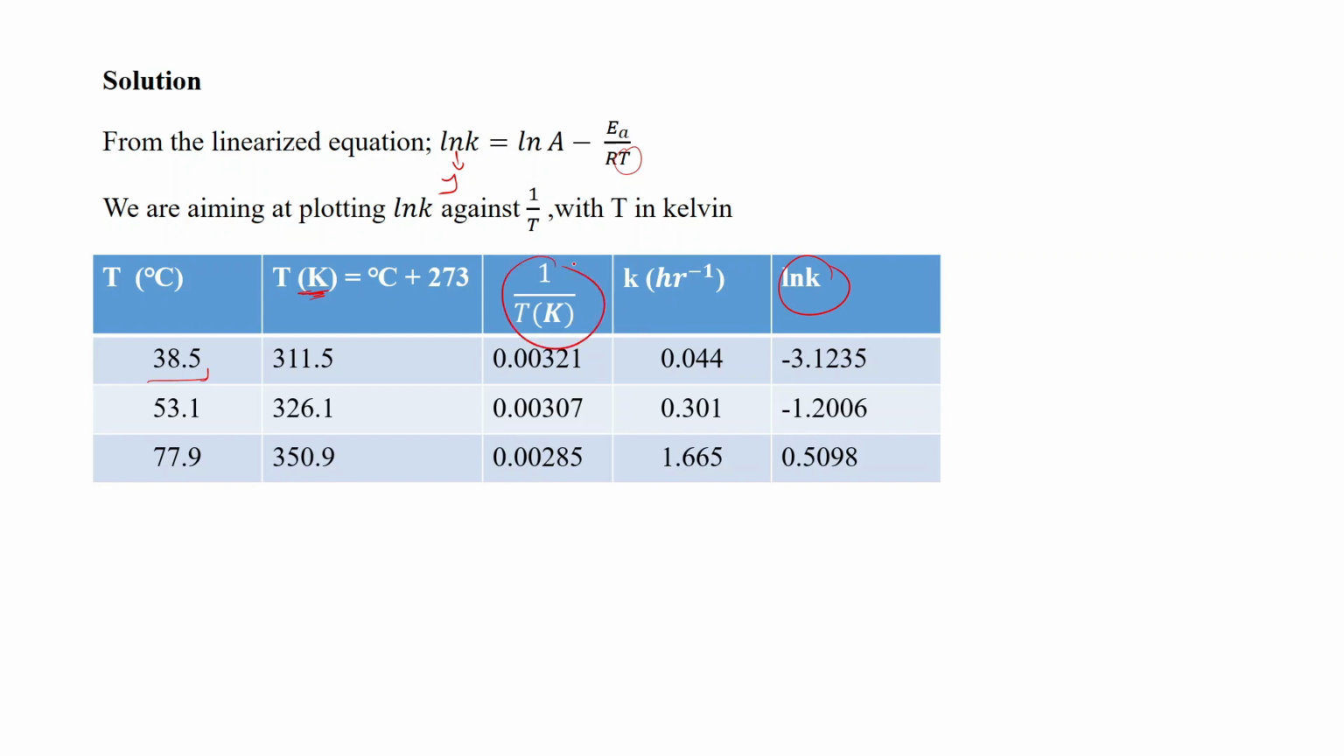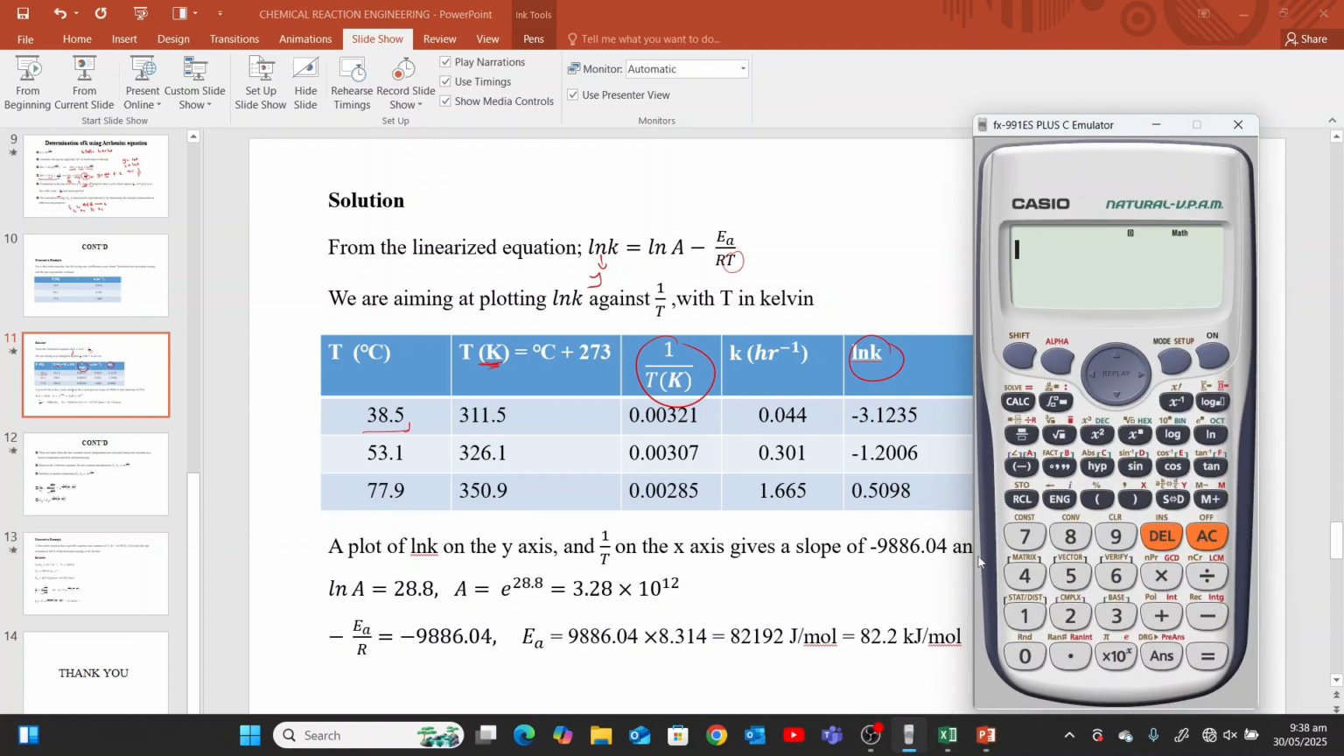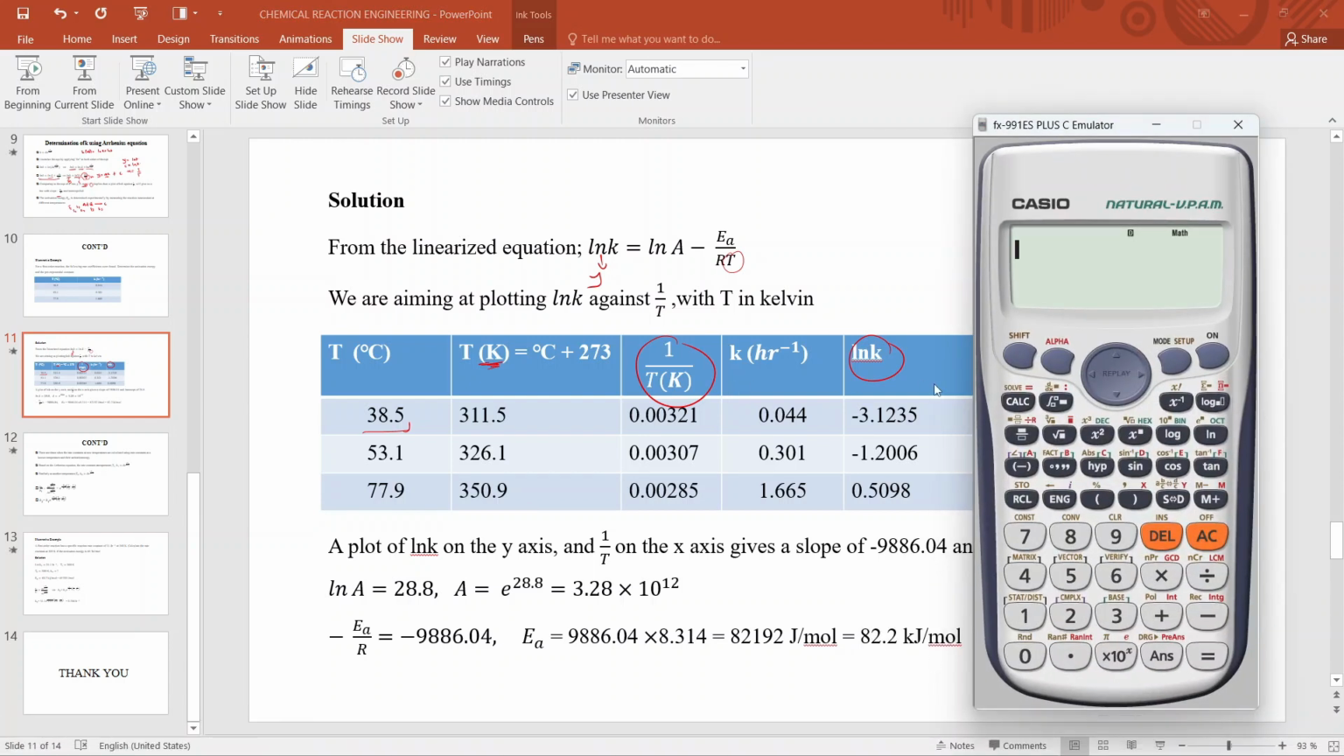Now, we are not supposed to use graph paper. You can use Excel or you can even use your calculator to do that. We are going to treat it as a scatter plot, and then we find the line of best fit. And then from the line of best fit, we can estimate our slope and then our intercept. So we are going to plot ln K against 1 over T.